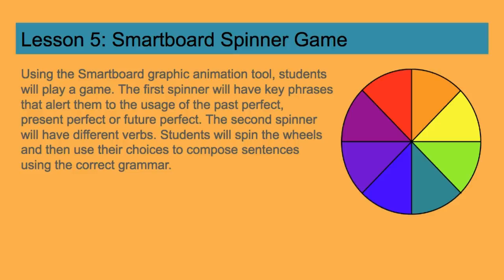In Lesson 5, using the Smartboard graphic animation tool, students will play a game. The first spinner will have key phrases that alert them to the usage of the past perfect, present perfect, or future perfect. The second spinner will have different verbs. Students will spin the wheels and then use their choices to compose sentences using the correct grammar.